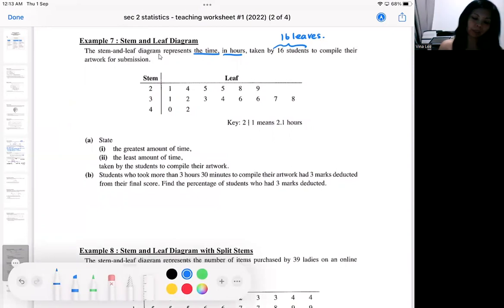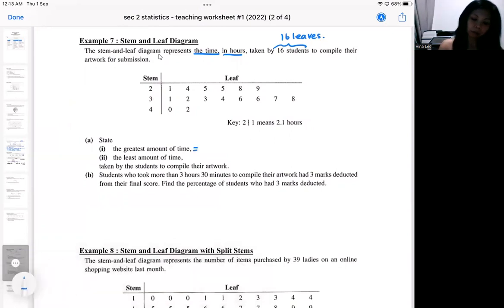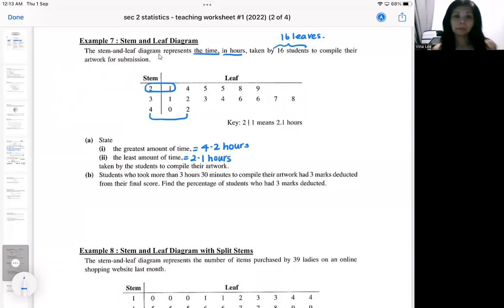So it will be quite easy to interpret the smallest and the biggest. What is the greatest amount of time? You look at the last leaf, so that will be 4.2 hours. The least amount of time will be here, which is 2.1 hours. For part B, we are interpreting the number of students who took more than 3 hours and 30 minutes to compile their artwork. Whoever takes 3 hours 30 minutes or more will have 3 marks deducted.